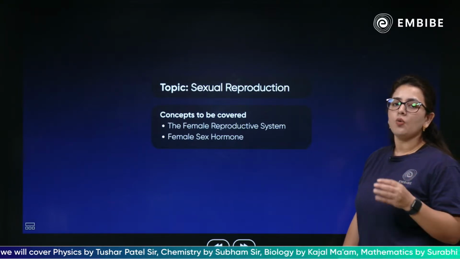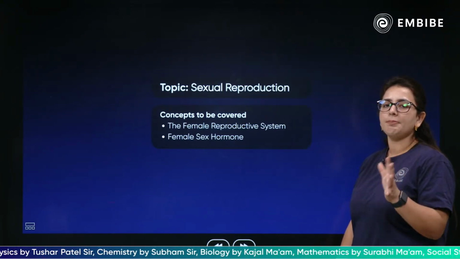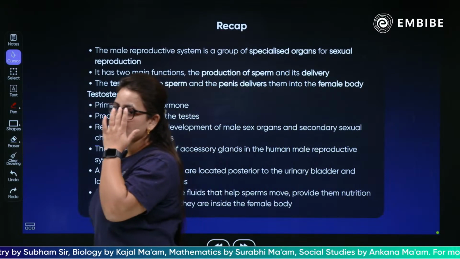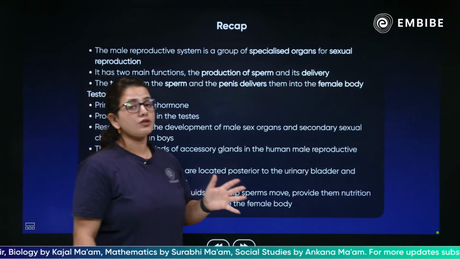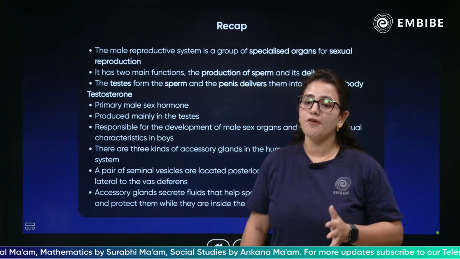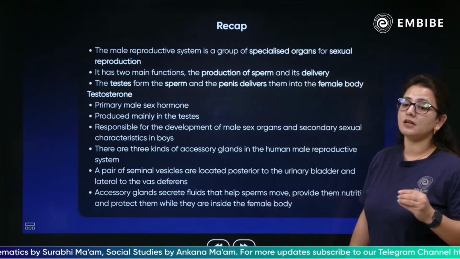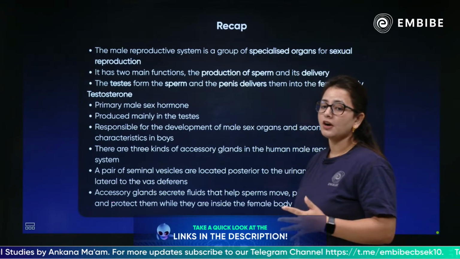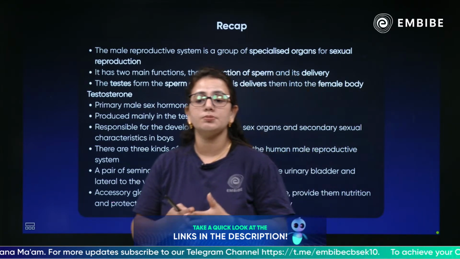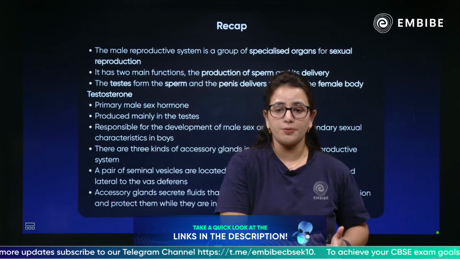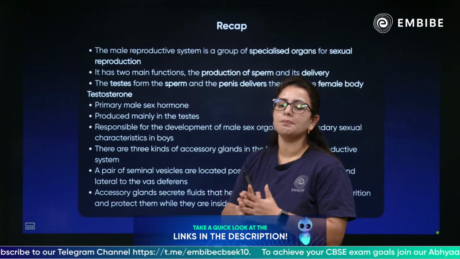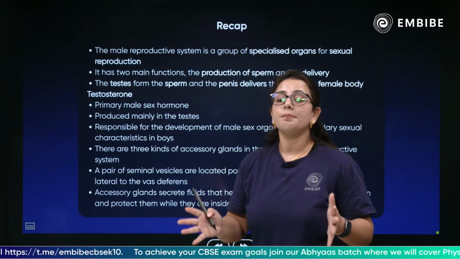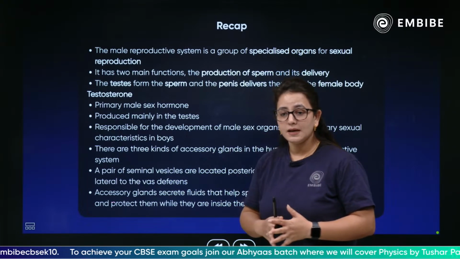As we usually do, we need a quick recap of what we studied yesterday. We studied the male reproductive system, the accessory glands, and the male sex hormone and its function. The male reproductive system is a group of specialized organs for sexual reproduction, and its two main functions are the production of the male gamete, the sperm, and its delivery into the female reproductive tract. The testes are the part of the male reproductive system where the male gametes are made.